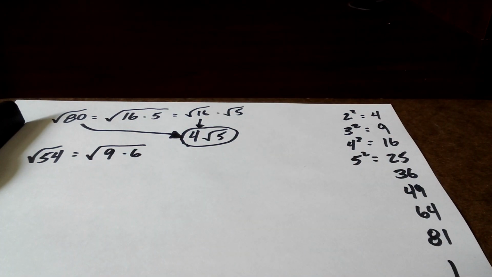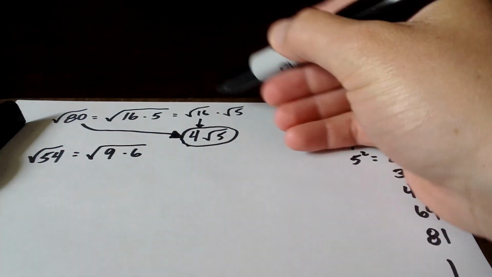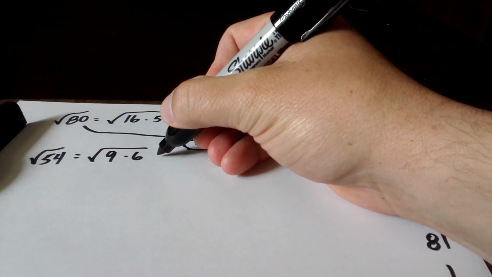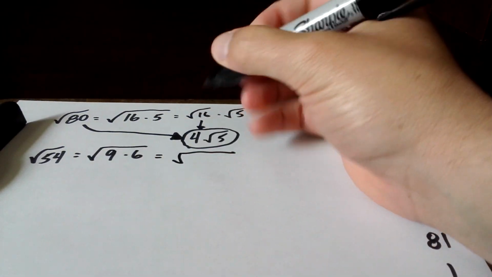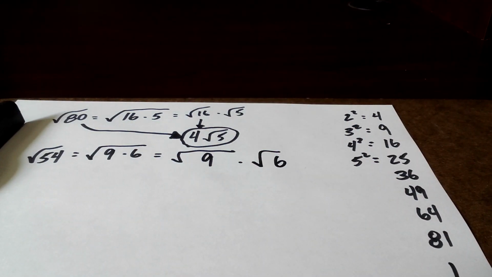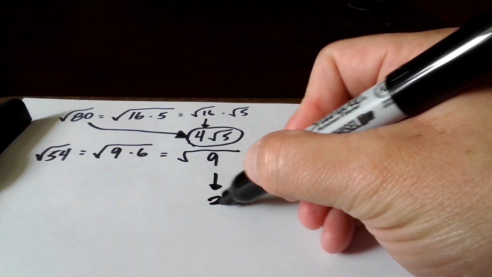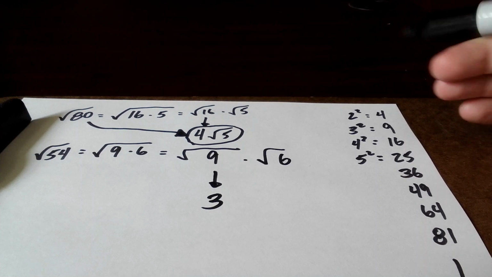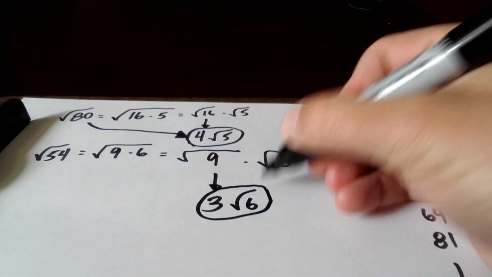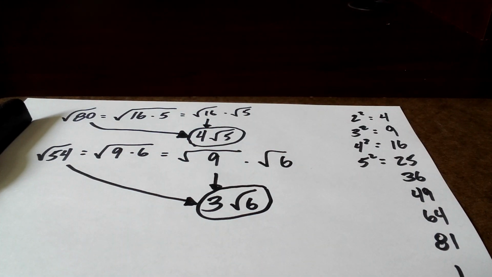So I have square root of 9 times 6. And just like we did up here, each of those numbers will get their own radical. So I will write it like this: square root of 9 times the square root of 6. And we know that the square root of 9 is 3. So we bring our radical 6 down, and our answer is 3 radical 6. That's the reduced version.